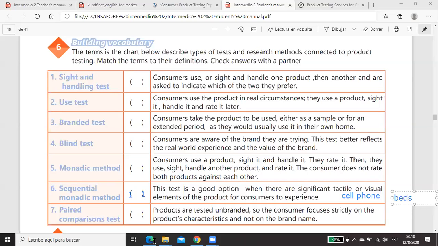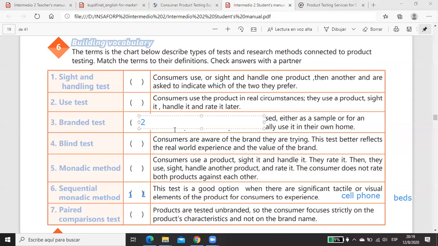I think it's number three. Customer takes the product. Right. Be used either as a sample or I think it's that. Yes, it makes sense. So this one, right? This one is the one. Yeah. So here, the customer uses the product. Probably for a sample, you know. No, number one or not. Consumers use sight. No. Two. Yes, two. My bad. All right, let's erase. Let's undo this. Goodbye. All right. So that'll be number two, yeah.